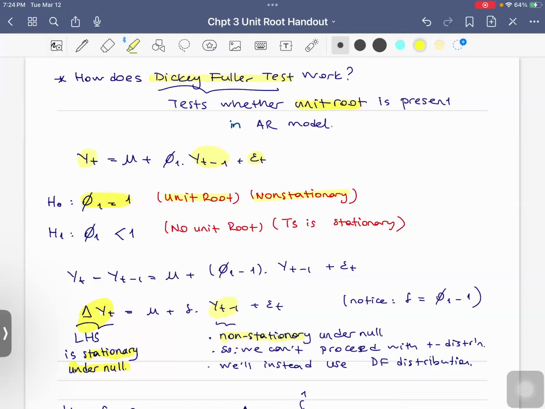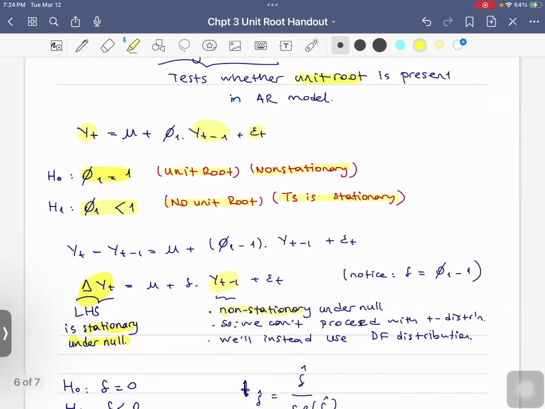So what would our alternative hypothesis be then? Because the alternative hypothesis says it should be stationary. And remember, that was only achieved when phi was less than 1. So this is the case of no unit root and the time series being stationary.